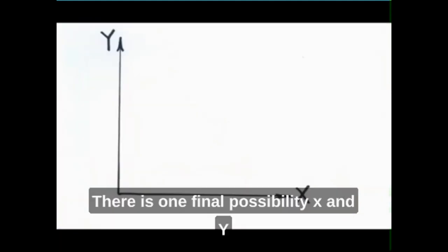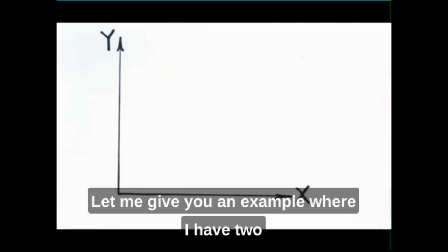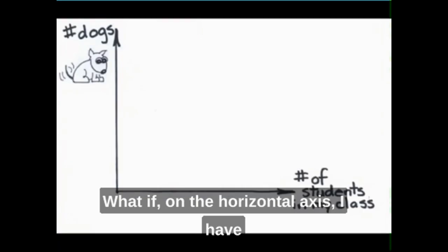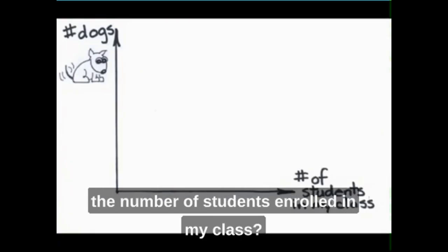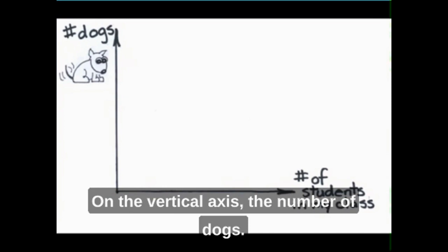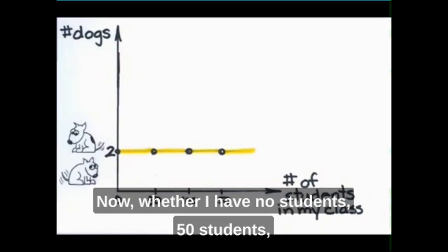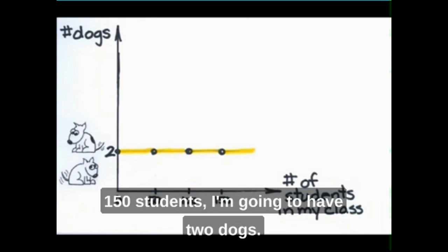There is one final possibility. X and Y could exhibit a constant or independent relationship. Let me give you an example where I have two completely unrelated variables that are going to illustrate this. What if, on the horizontal axis, I have the number of students enrolled in my class? On the vertical axis, the number of dogs in the McGlasson household. I happen to have 2. Now, whether I have no students, 50 students, 150 students, I'm going to have 2 dogs.